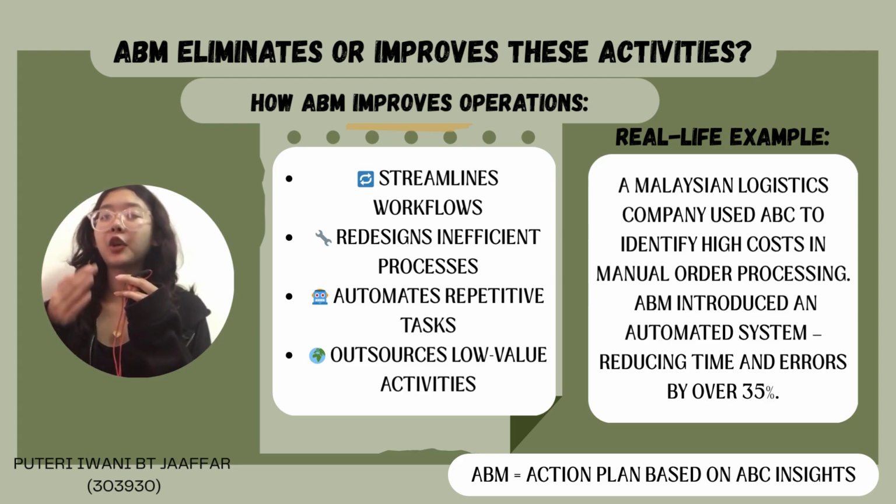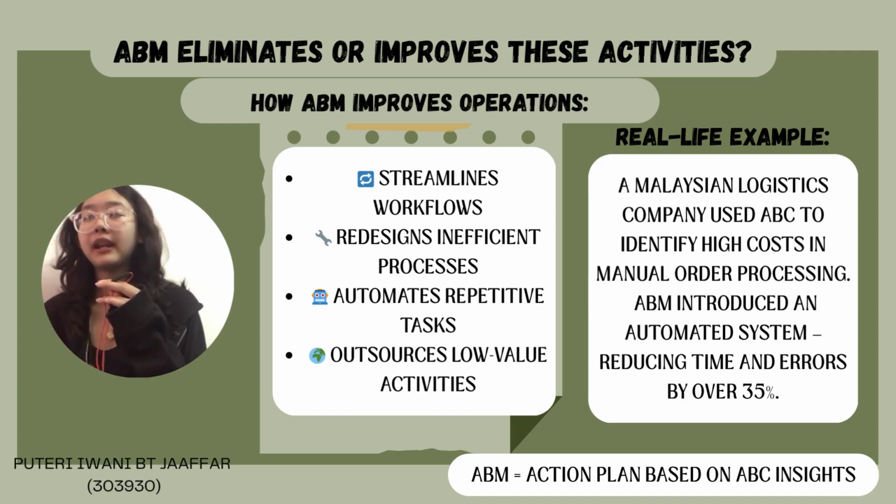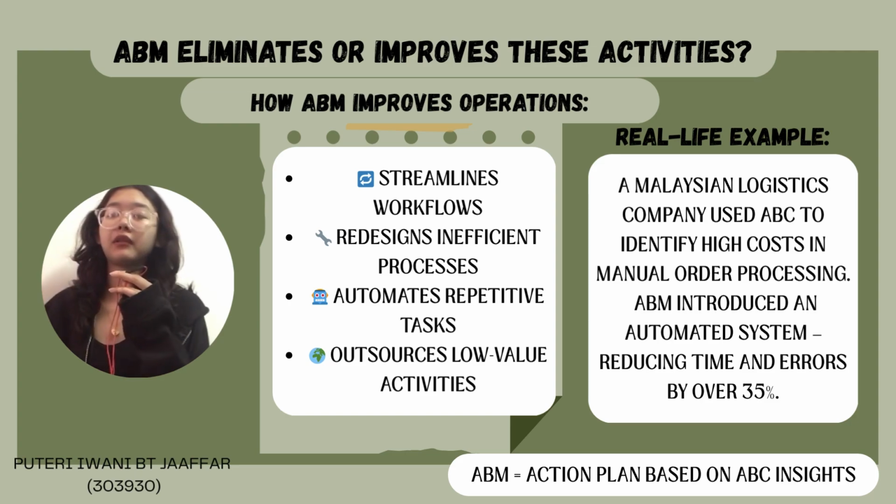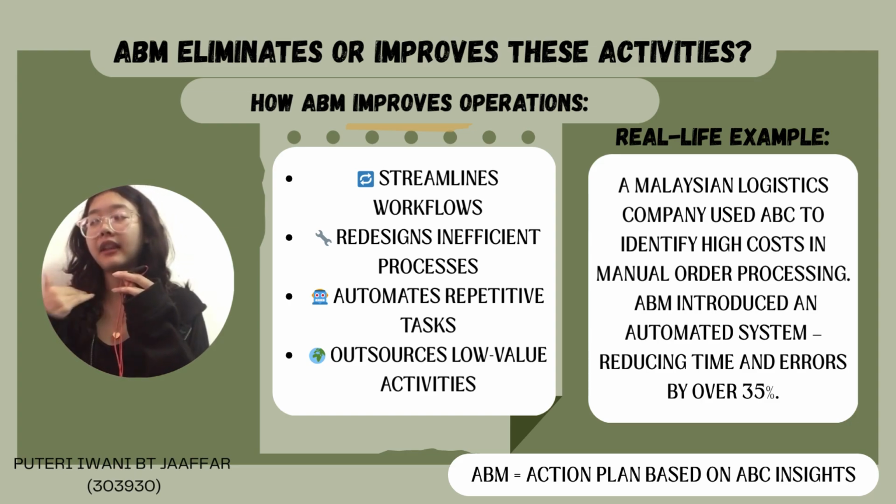Next up is automating repetitive tasks. It means that ABM can replace manual repeated tasks with software or machines to save time and money. For example, rather than entering invoice data by hand, the company can instead install an automated system that does it automatically and reduces errors, therefore freeing up the staff.